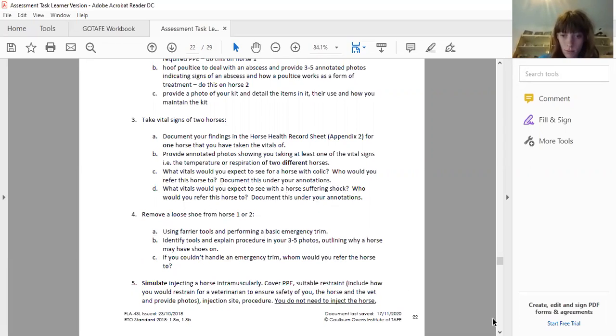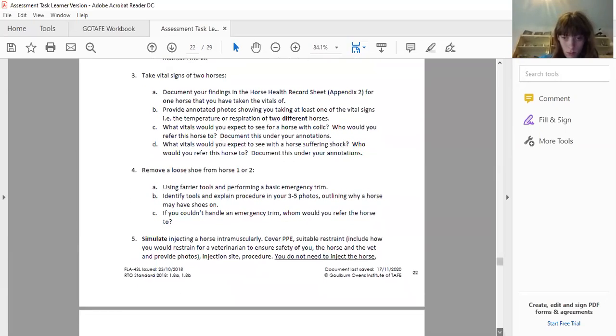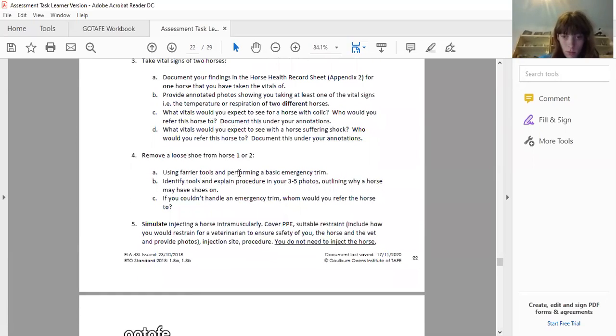Number 4, removing a loose shoe from horse 1 or 2, using farrier tools and performing a basic emergency trim. That's something that may be difficult for quite a few people to reenact, especially if they haven't got a shod horse. I know mine was always barefoot. So whether that's something that could be done at work, or again, coming in here, and we'll have shod horses to be able to look at going through that process.